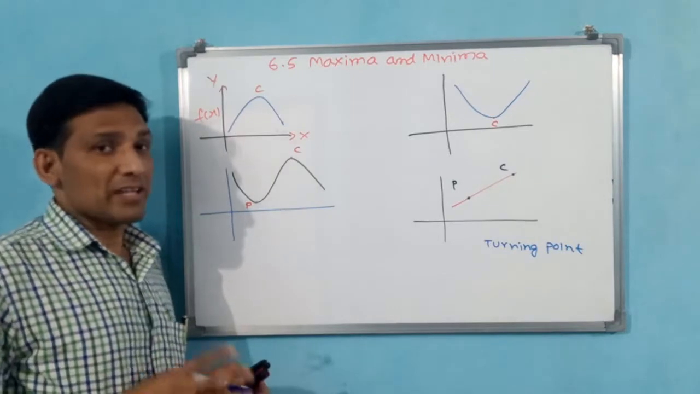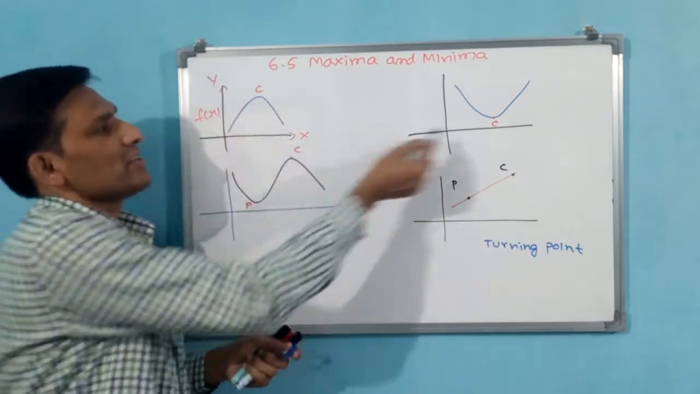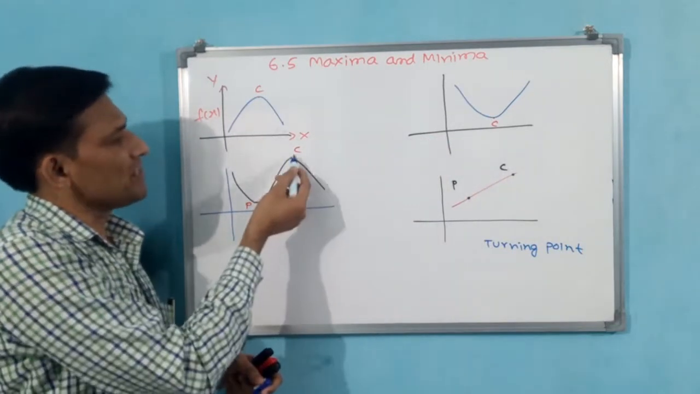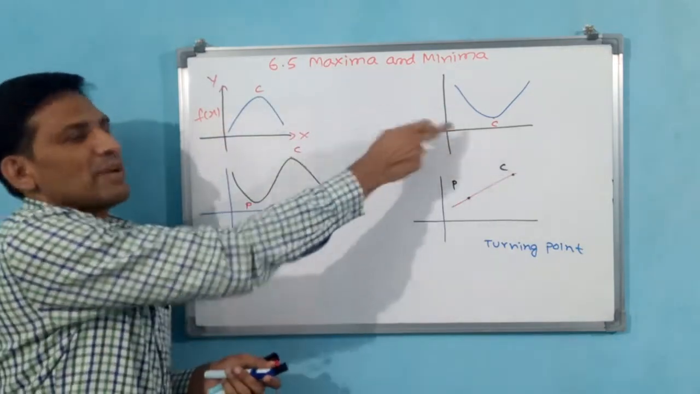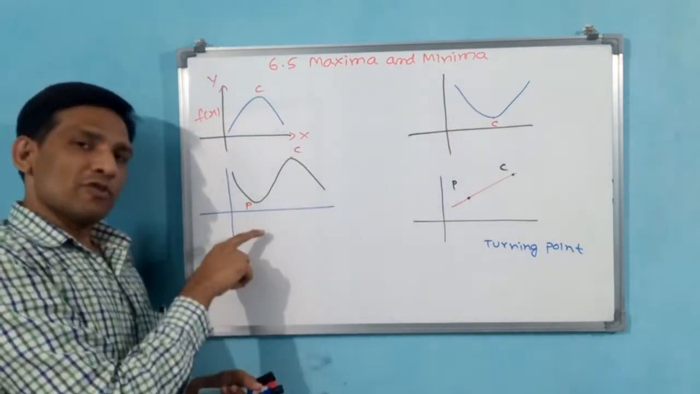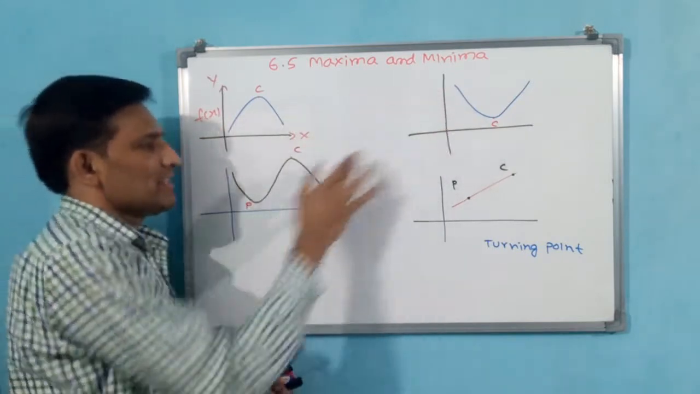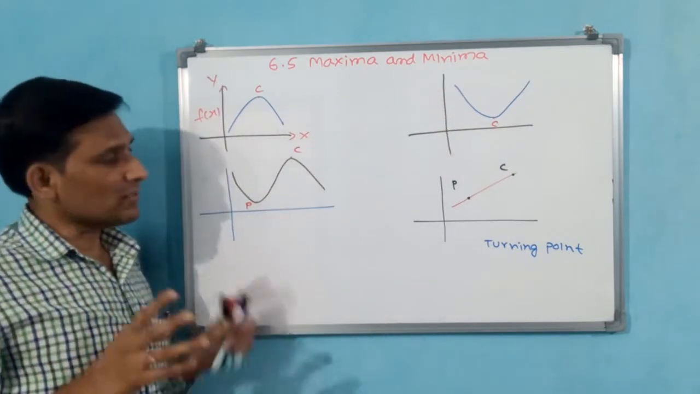Is there any turning point? There is no turning point here. Here turning point is there. Here turning point is there. Here turning point is there. Here turning point is there. That is why both maximum and minimum value exist for these 3 graphs, because turning points are there.